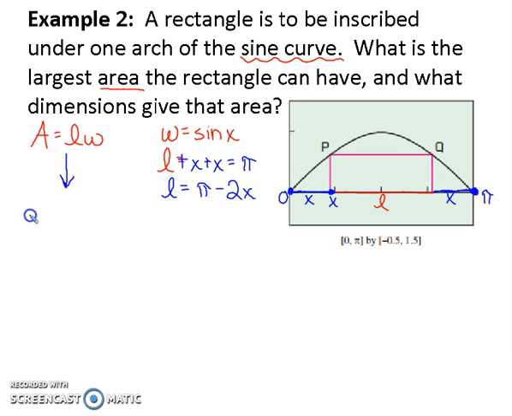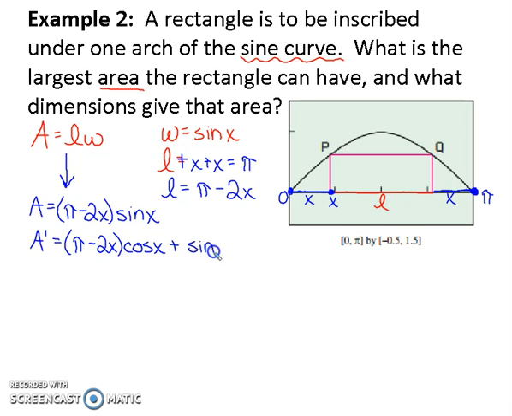So bringing this down, that makes my area formula (pi minus 2x) times sine of x. And as weird as that looks, the good thing about it is that now it's 100% in terms of x. So to take the derivative of it now, I can simply do the product rule. So I would do the first function times the derivative of the second, plus the second function times the derivative of the first. And since pi is a constant, the derivative is just going to be negative 2. So that is A prime equals (pi minus 2x) times cosine of x plus negative 2 sine x.